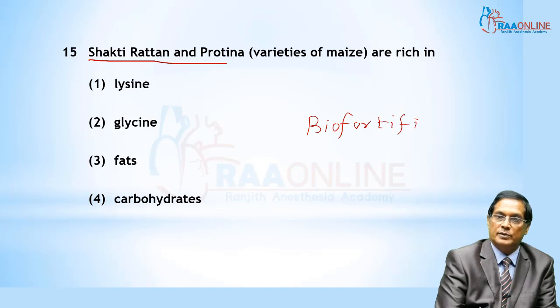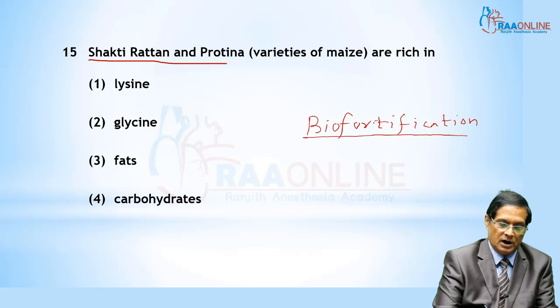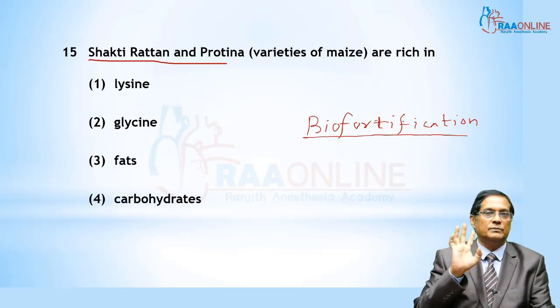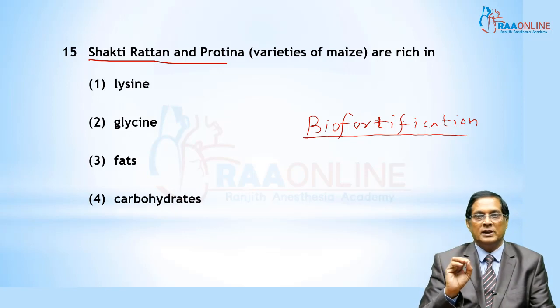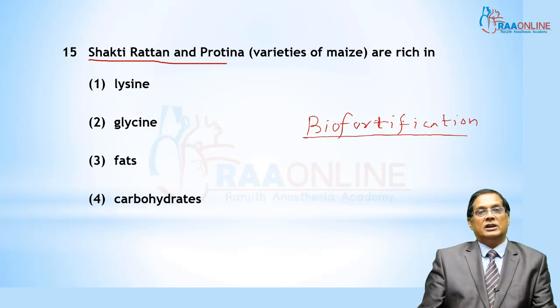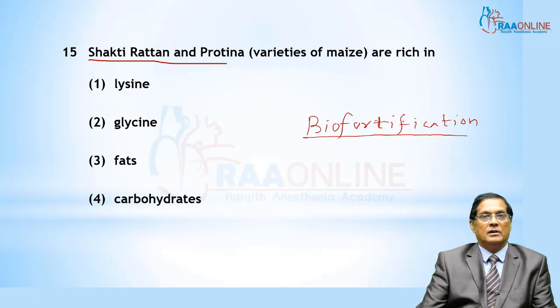That is plant breeding for the improvement of nutritional quality. That is called biofortification. Plant breeding for the improvement of nutritional quality, by any means, even by the introduction of a gene, that is, genetically modified crops are also an example of that.